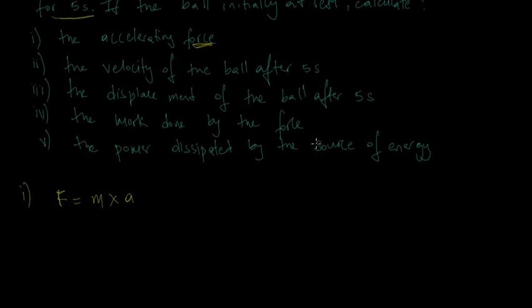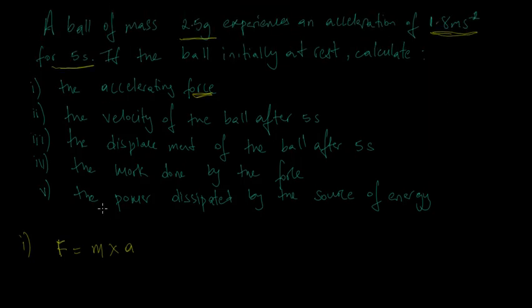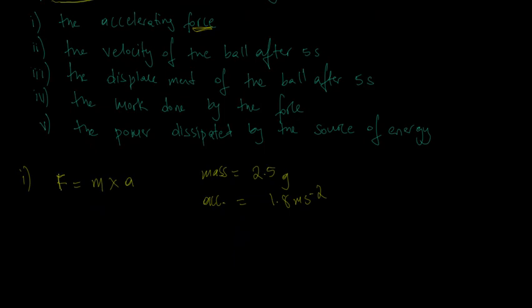So we can use it to assist us in solving part 1. Let me just write down some variables here. We're told that the mass is equal to 2.5 grams and the acceleration, let's write that ACC, is equal to 1.8 meters per second squared. We can use these two values to assist us in solving the problem. But first of all, whenever we're working on problems like these, especially if we're going to express our answer in SI units, we need to ensure that the values we're working with are in SI units.